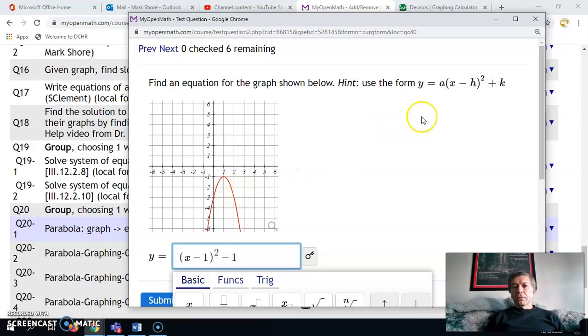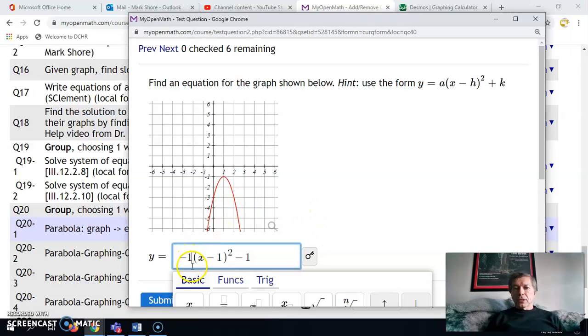Now, the little bit of a tricky part here is the a. The a, if it opens downward, is negative. So I'll put a negative to start off with. But there could be a number in front of this. So right now, negative is the same as -1. There's no difference. You don't have to type in the 1. If you see negative and no number, the number is assumed to be -1. But you could type in -1 if you wanted to.